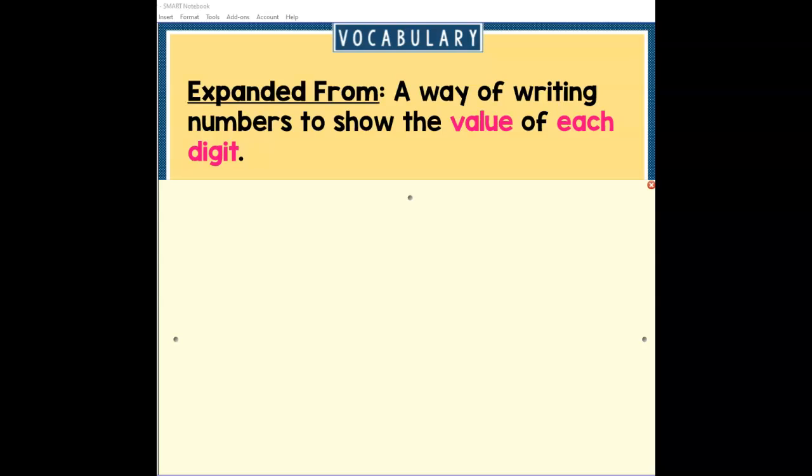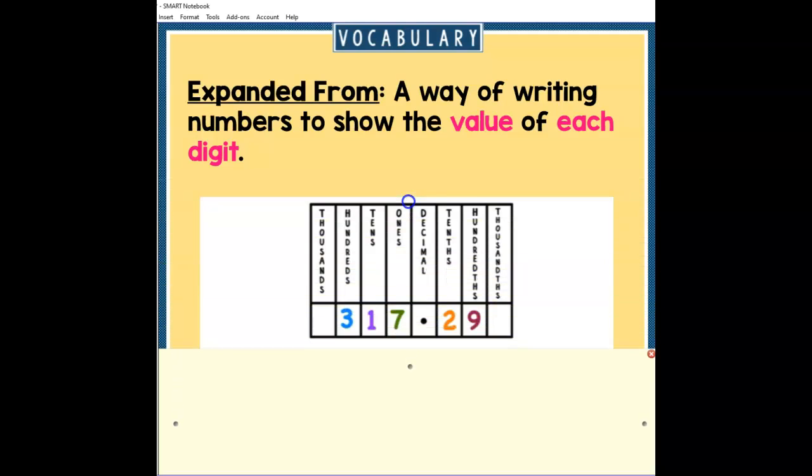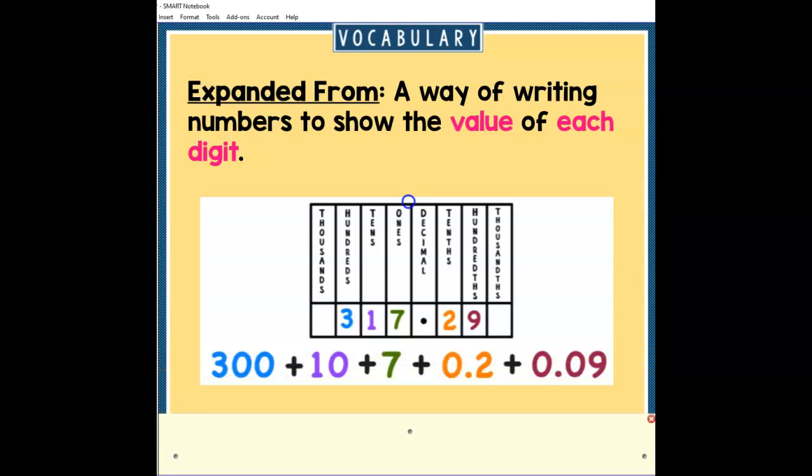I think about what expanded means: to get bigger. So it's a way of writing numbers to show the value of each digit. Now we're going to take it a step further. Instead of just writing the digits in standard form like we talked about last, we're going to show what that 3 stands for. Well, the 3 is in the hundreds place, so it stands for 300.